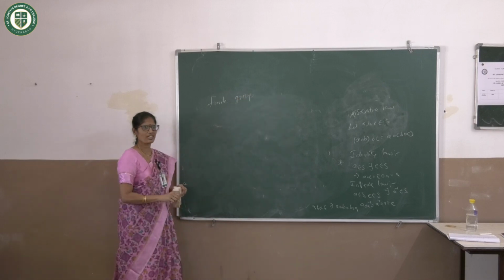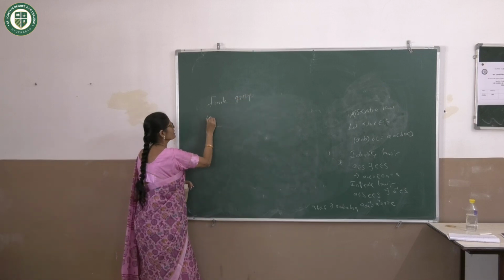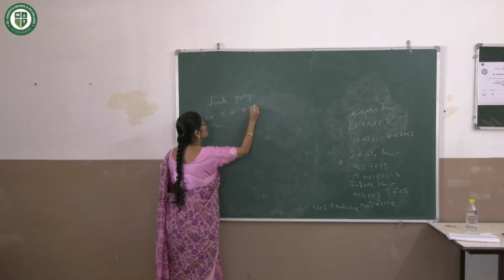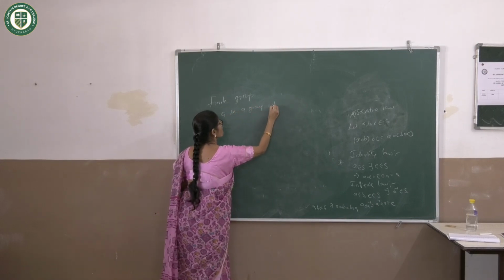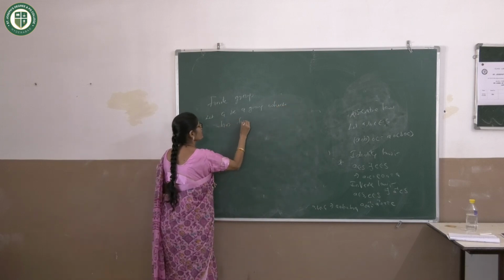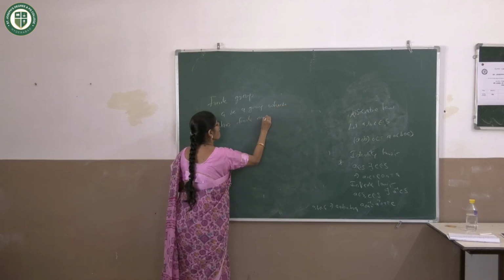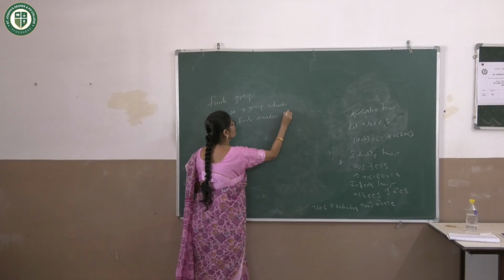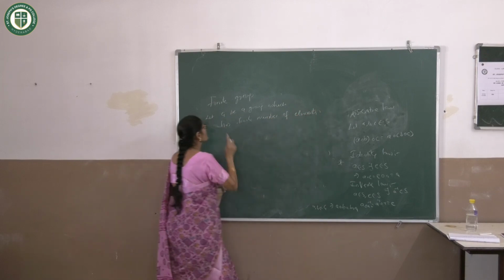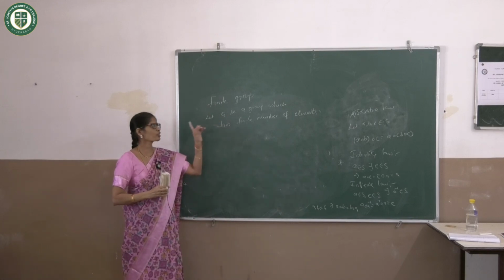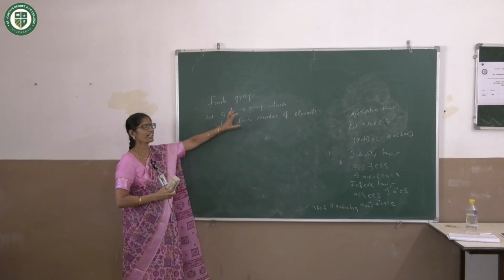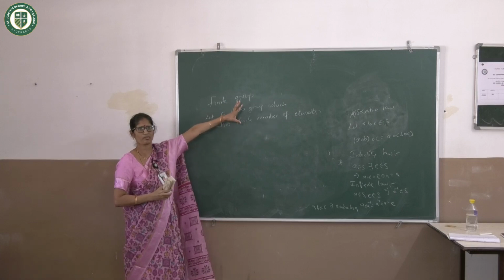What is a finite group? We will see. A finite group means, let G be a group which has a finite number of elements, then that group is said to be a finite group. So a finite group is nothing but, G is a group, first it should be a group, then it has a finite number of elements, then that group is said to be a finite group.